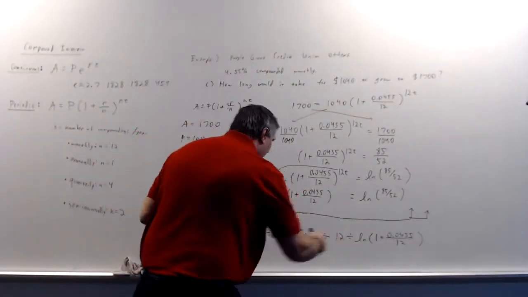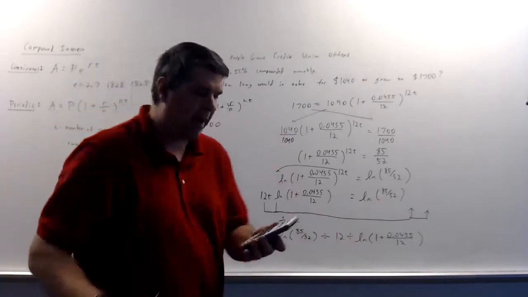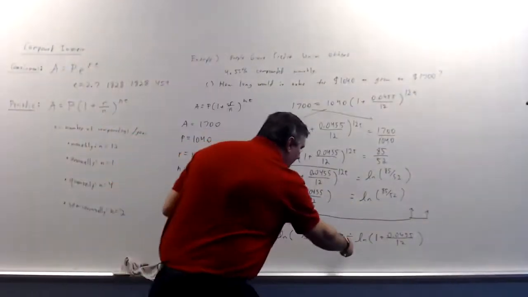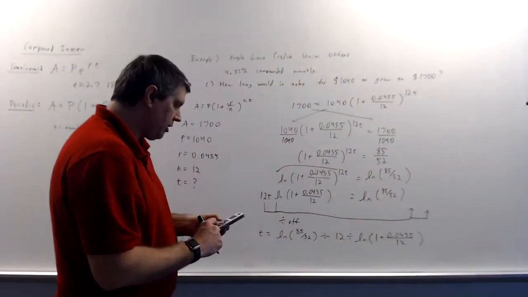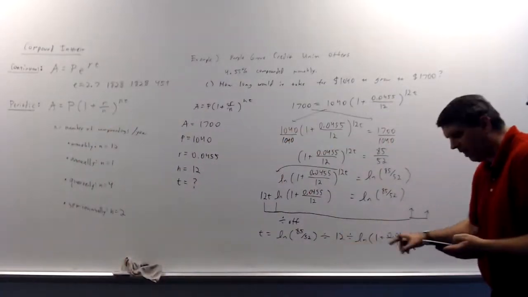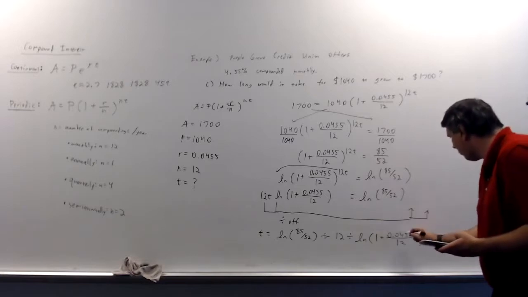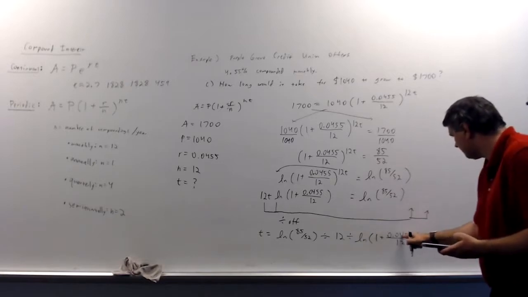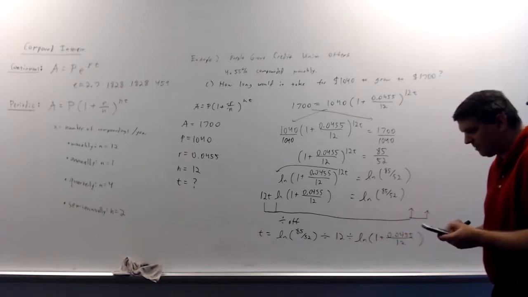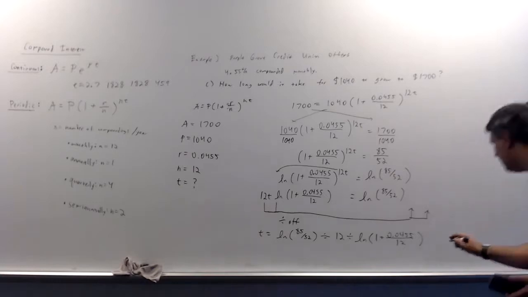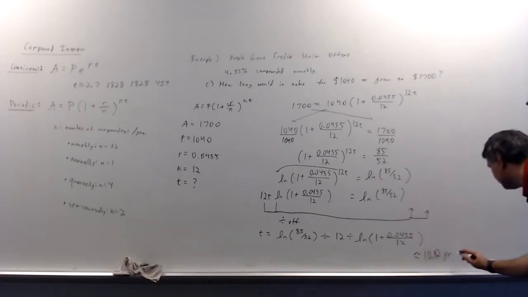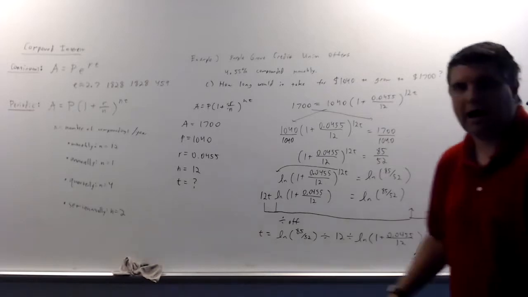Now, divide by 12, hit enter or equal. Now I'm looking at 0.04095 something. Now divide natural log, parenthesis, very important that you include that parenthesis, 1 plus 0.0455 divided by 12, balance the parenthesis, and we get approximately 10.82 years. All right.